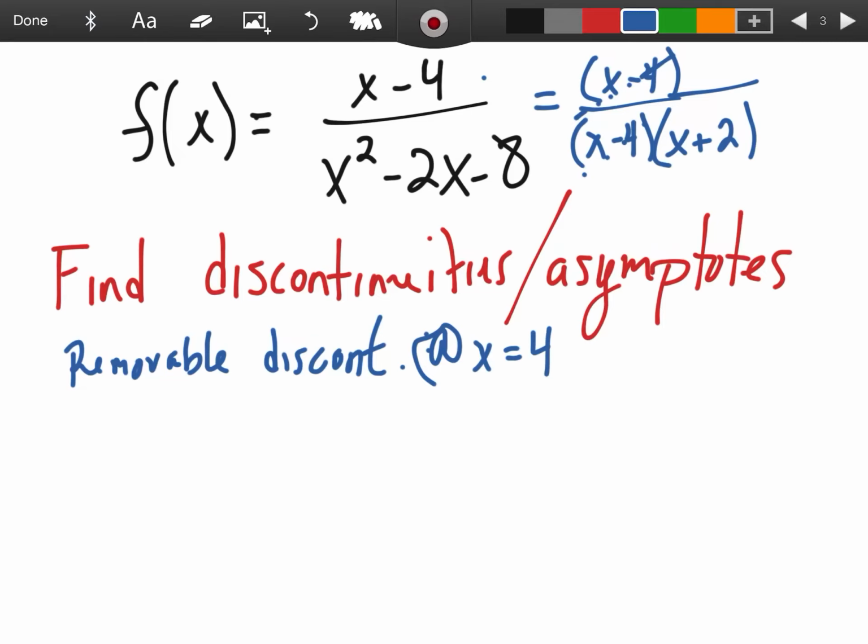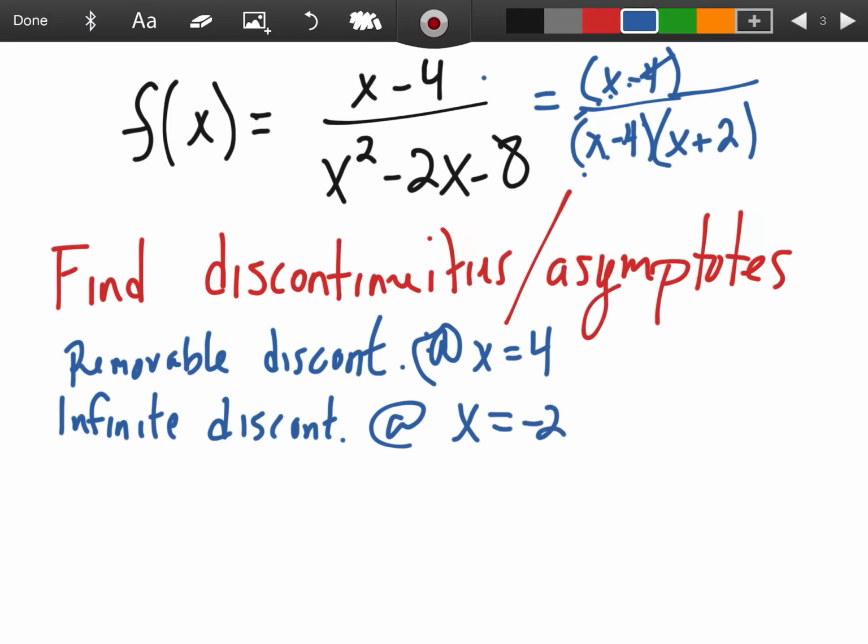And then we know if we plug in -2, right? -2 is definitely not in the domain of this function. Well, what kind of discontinuity occurs there? That's going to be an infinite discontinuity, and that's the same thing as a vertical asymptote. So we have an infinite discontinuity at x equals -2. Again, that's the same thing as our vertical asymptote.